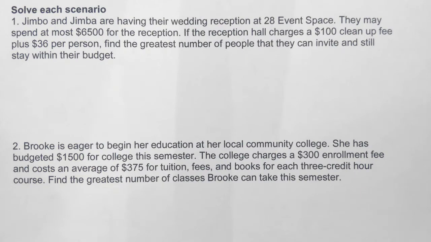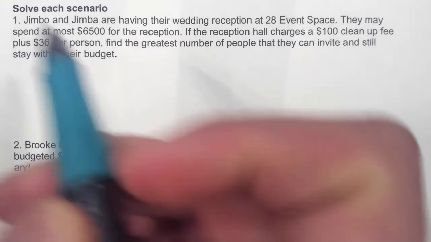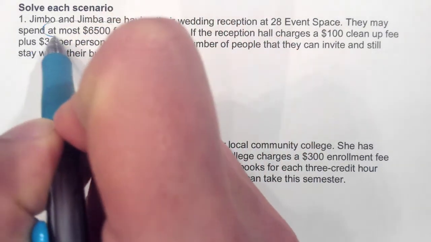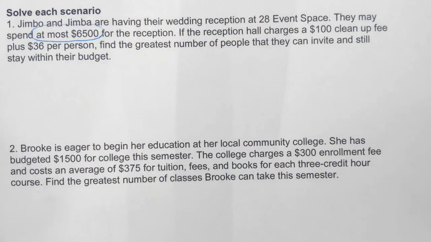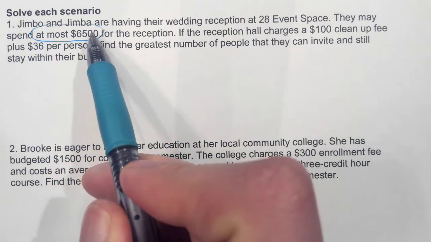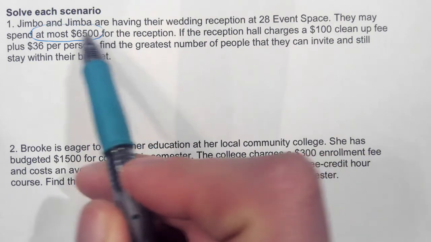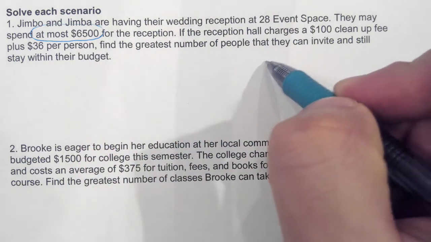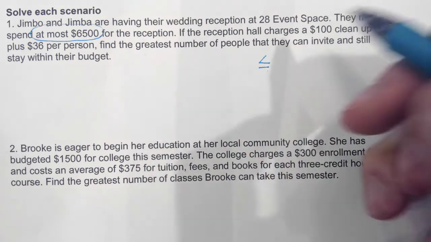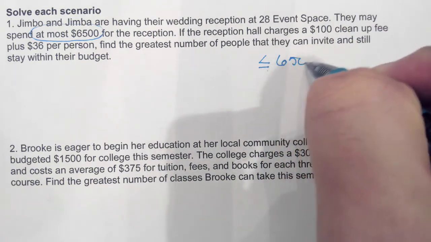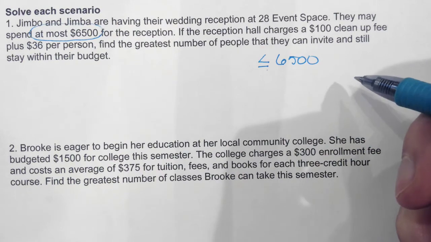Okay, so some information popped out to me. The first thing I saw was they can spend at most $6,500. So we've got to figure out, what does that mean? Can they spend more than $6,500? Can they spend exactly $6,500? Can they spend less than $6,500? You've got to think about that. If they want to spend at most $6,500, would they spend $6,500? Yes. Would they spend more than that? No, they'd rather not. They want to spend less than or equal to $6,500. So we've got the right side of that inequality set up.